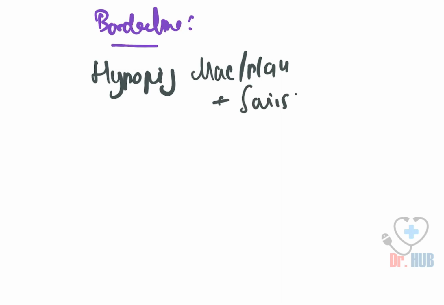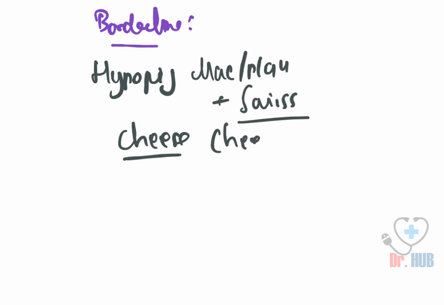Here there is Swiss cheese. This is important to know. There is a Swiss cheese appearance and a punched out appearance as well. The number is variable, and it lies between 10 to 30.